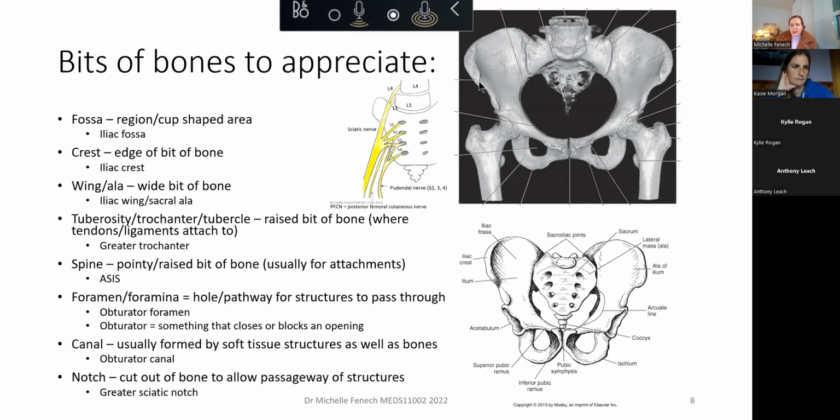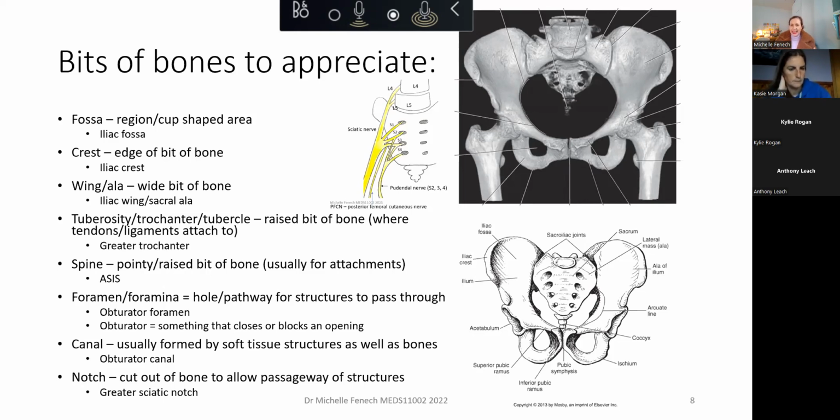Spine, so this thing here, it's sort of like a pointy bit. We have a few pointy bits. This thing is a spine. So lots of different spines. They're pointy bits, things attached to them. So this is going to be what we call our ASIS.